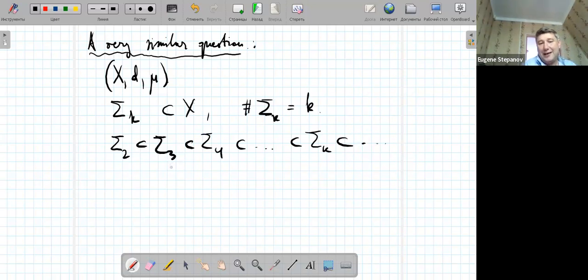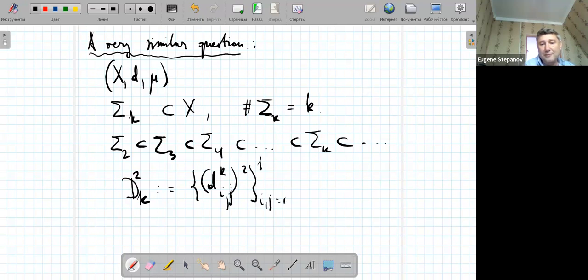And for each set, you make this matrix. Let's speak not about the distance matrix, but about the squared distance matrix. So D squared k will be just the squared distance matrix, d_k(i,j) squared, with i, j from 1 to k.